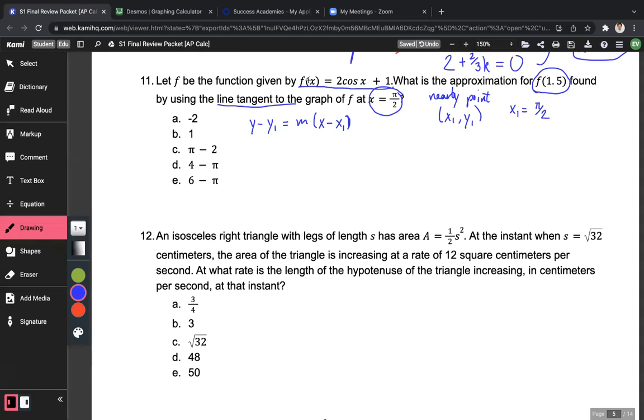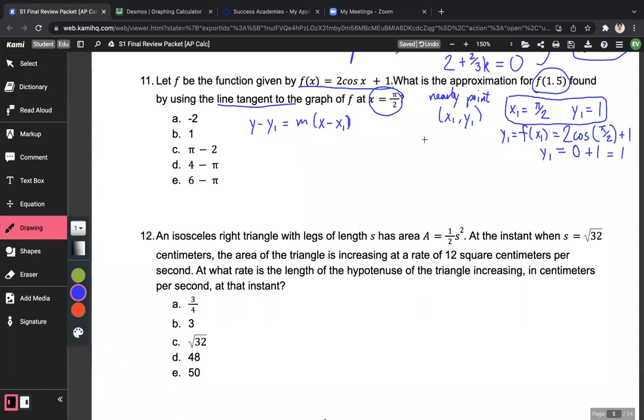So if our nearby point is at x1, I should know that y1 is just going to be given by my function evaluated at x1. And in this case, that's 2 times the cosine of x, which is pi over 2, plus 1. You all should know that cosine of pi over 2 is equal to 0. So this is just 0 plus 1 equals 1. So I'll write these guys up here. x1 equals pi over 2. y1 equals 1.